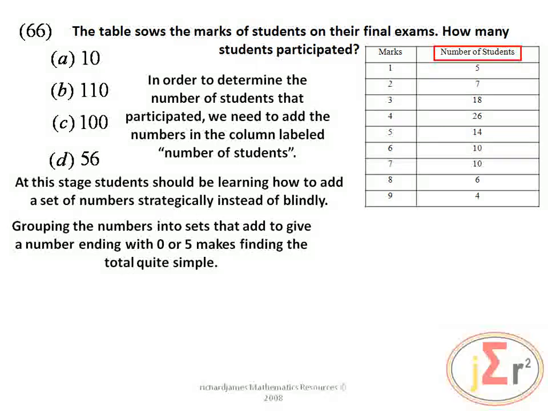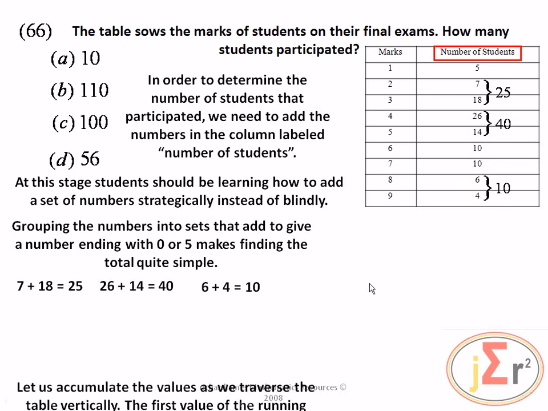Grouping the numbers in sets that add to give a number ending with 0 or 5 makes finding the total quite simple. So we have the 7 plus the 18, and that is equal to 25. And of course, we have the 26 and the 14. 26 plus 14 right there, and that is equal to 40. And we have 6 plus 4 is equal to 10. So numbers ending with 5 and 0, we find that the addition of those will be easily done.